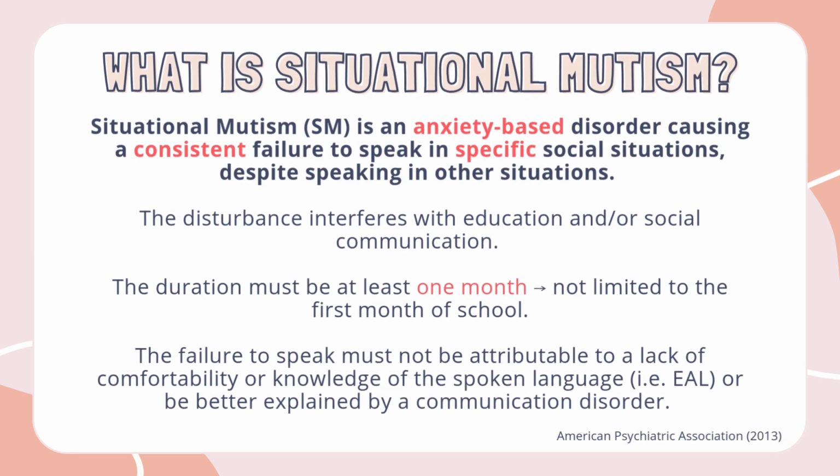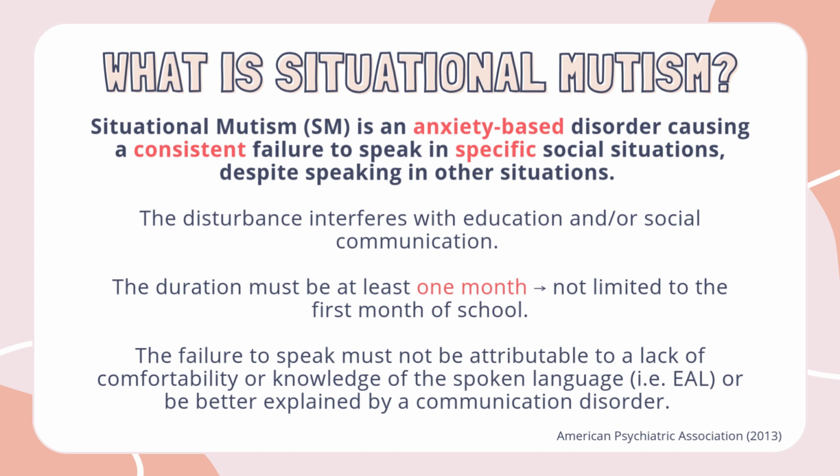Based on the diagnostic criteria provided by the DSM-5, situational mutism, or SM for short, is an anxiety-based disorder, causing a consistent failure to speak in specific social situations despite speaking effectively in other situations. It is a disturbance that interferes with the child's education and/or social communication. The duration must be at least 1 month, but is not limited to the first month of school.